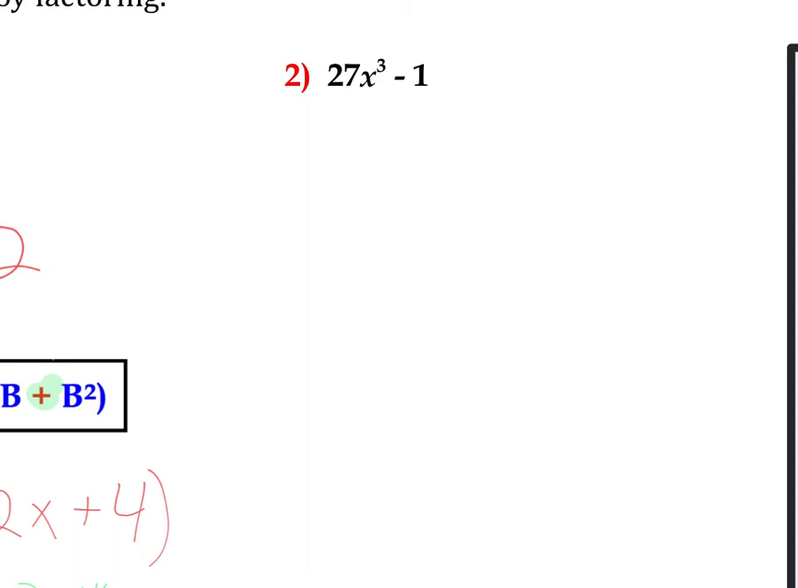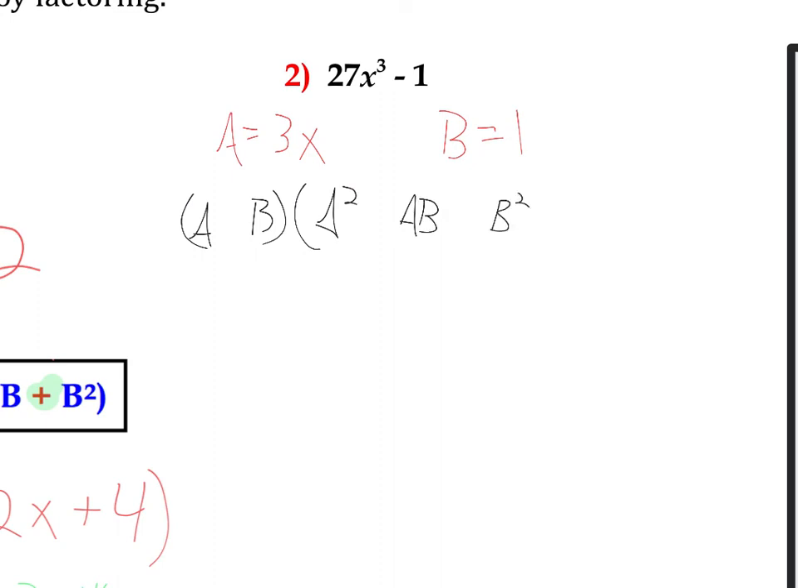All right, first I need to figure out my a and b values. Well, a would be 3x, because 3 cubed is 27, x cubed is x cubed, and b is going to be 1. So now when I write this out, it's going to be in the form of a and b, and then a squared, ab, b squared. They were separated by a minus sign, so if I think of my acronym SOAP, it's going to be same, opposite, always positive.